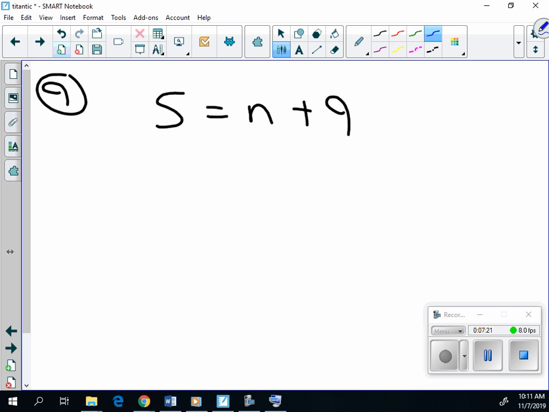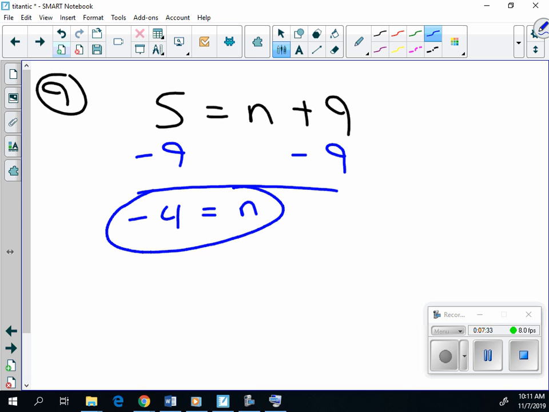All right, I'm back. You should have took away 9 from this side. Took away 9 from this side. 5 minus 9 is negative 4, right? And you should have had n equals negative 4 for an answer. Okay? Hopefully you got that with no issues. Let's look at number 10.